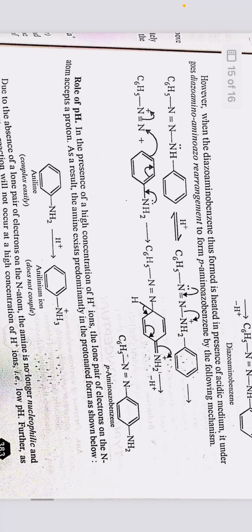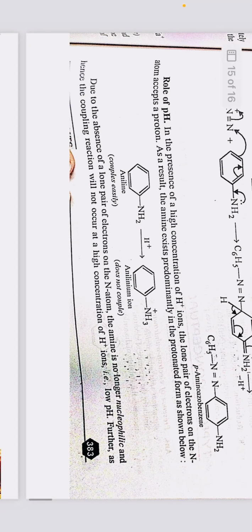diazoaminobenzene. However, when the diazoaminobenzene thus formed is heated in the presence of acidic medium, it undergoes diazoamino-azo rearrangement to form para-aminoazobenzene by the following mechanism.